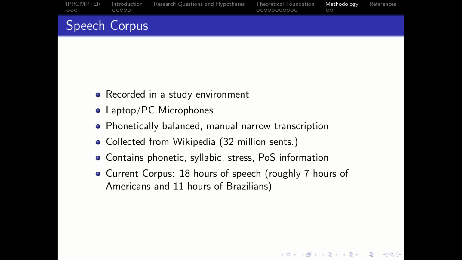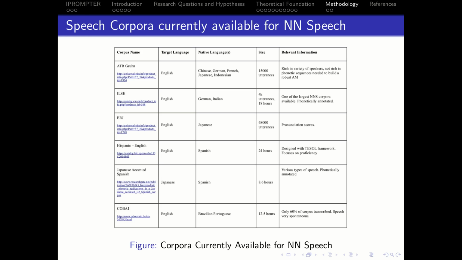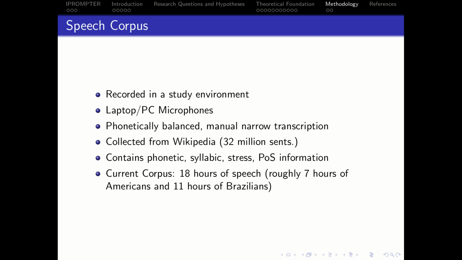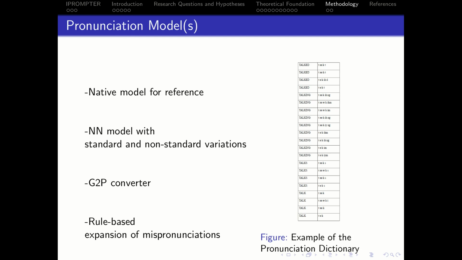It contains phonetic, syllabic, stress, and POS information, which most speech corpora do not. They only have, at best, phonemes and usually just the orthographic transcription. And the current corpus is at about 18 hours. If we look at that compared to the other corpora that are available, we can see that there is only, I believe, just one corpus that's actually larger. The ERJ corpus, I know, is just single sentences, and they have pronunciation scores, but it won't give us 18 hours. And I obviously plan to collect quite a bit more, so that's good too.